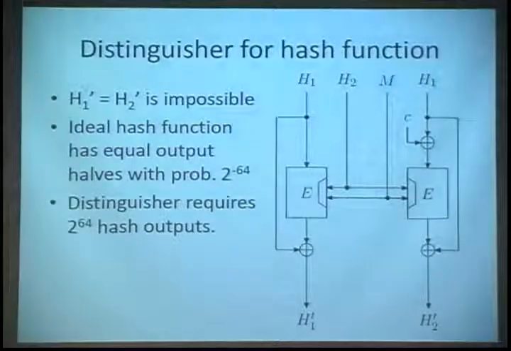There's also a distinguisher for the whole hash function. It turns out that H1 prime and H2 prime cannot be equal. H1 and H1, it's the same value going in here, so the feed forward here and the feed forward there are the same. The XOR with C makes the right half different, and so the two halves of the output can never be the same. Take 2 to the 64 outputs of the hash function, and you start to be able to distinguish it.